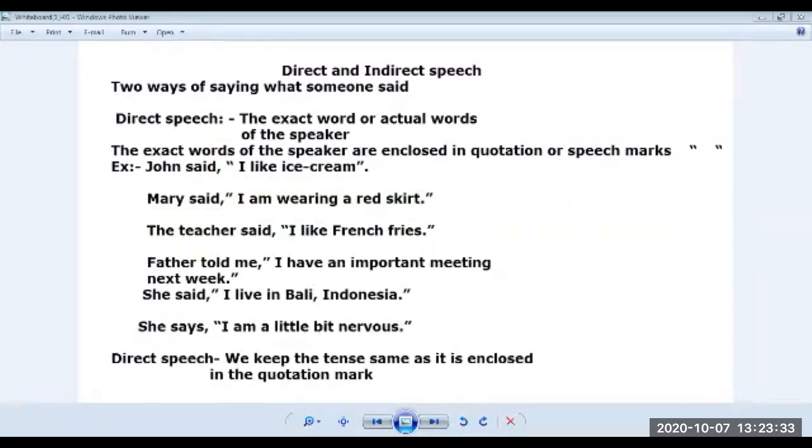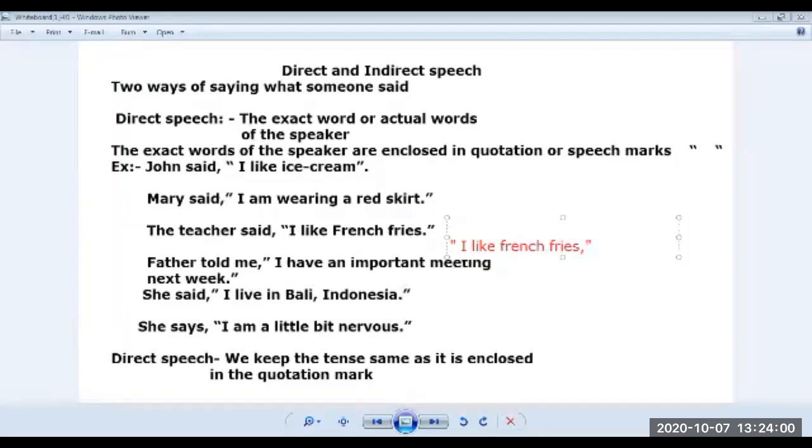The teacher said, "I like French fries." Okay, I like, very good. Inside quotation marks, I like French fries. The teacher said. Close inverted comma. And where will the comma come? Comma. Very good. And close inside the inverted comma.